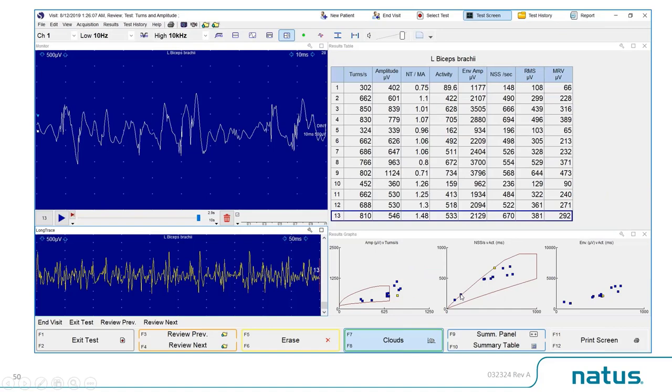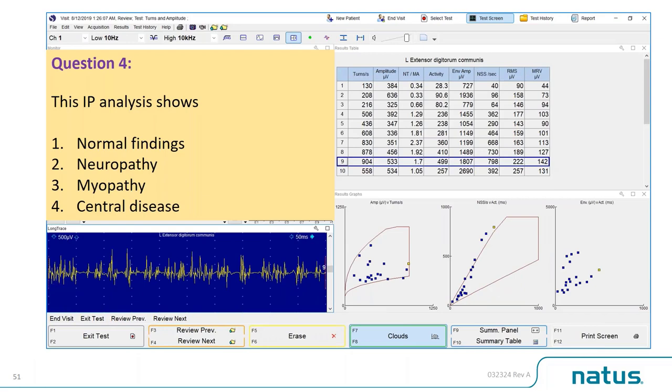So we come to the last question and also the last slide. This is the IP analysis, and again, focus on the clouds and the distribution of data points over here. Does this indicate to you a normal finding, neuropathy, myopathy, or a central disease? What do you think? Okay, great. I will launch this for our audience again to see.